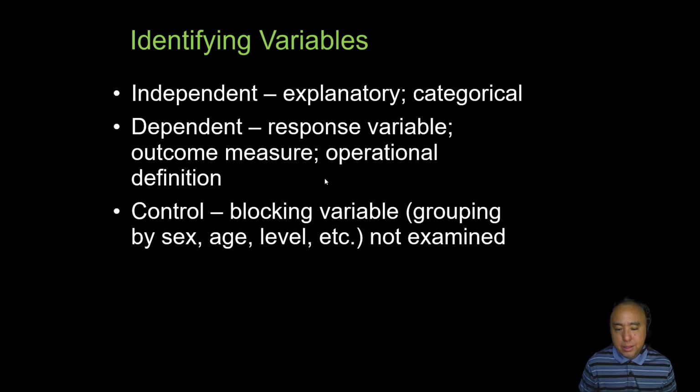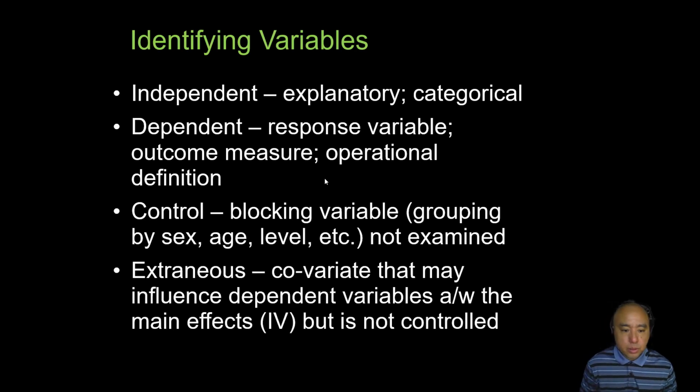A control variable is a type of blocking variable. It's typically grouped by sex, by age, by competitive level, where it's not included as an independent variable, but perhaps could influence the data. For example, if we're looking at ACL injuries, and we know based on current research that the incidence of ACL injuries in female athletes is higher than it is in male athletes, then if I'm running a study, I would control for that variable of sex and say, I'm just going to concentrate on female athletes in this study. So that's a type of control variable.